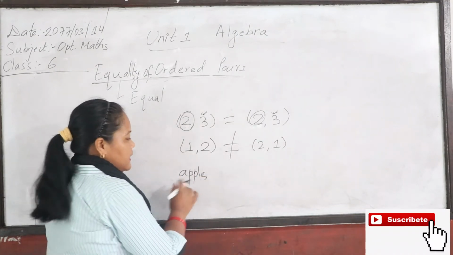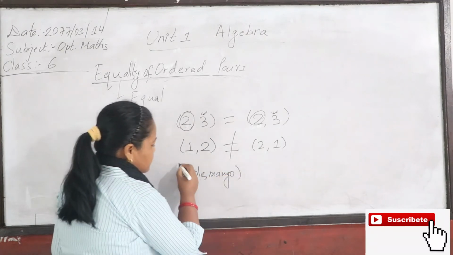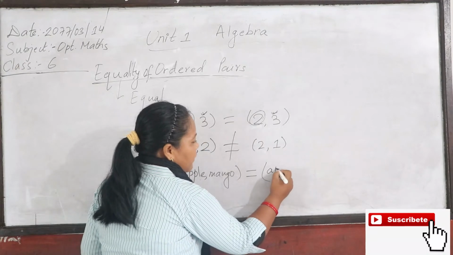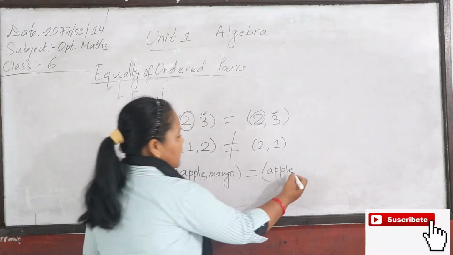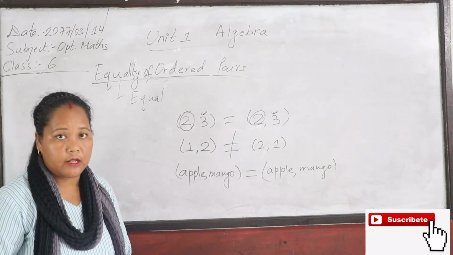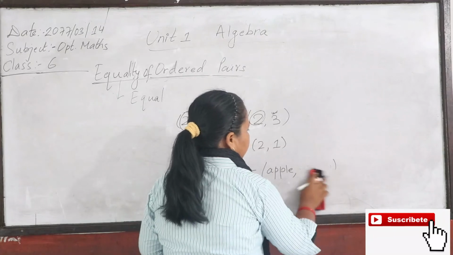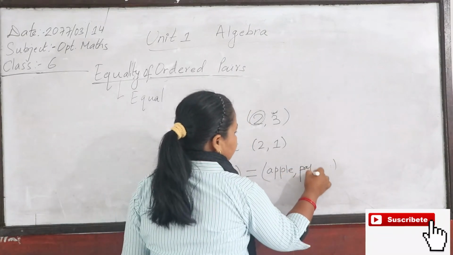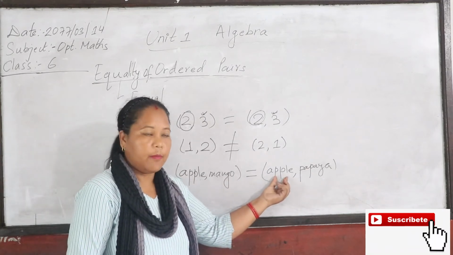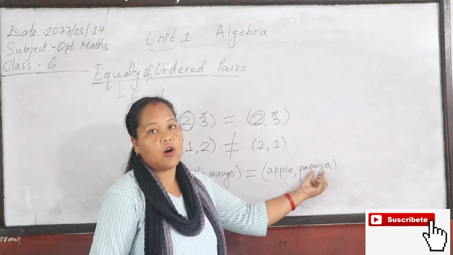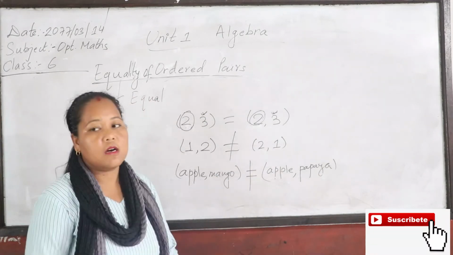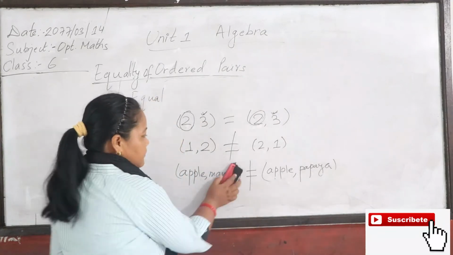If in the abscissa there is apple and in the ordinate there is mango, then to be equal we need apple in the abscissa and mango in the ordinate. Then only we can say these two order pairs are equal. If in place of mango there is papaya, the abscissa is equal, apple, but in the ordinate here is papaya and there is mango, they are not equal, so this is not an equal order pair. Understand?